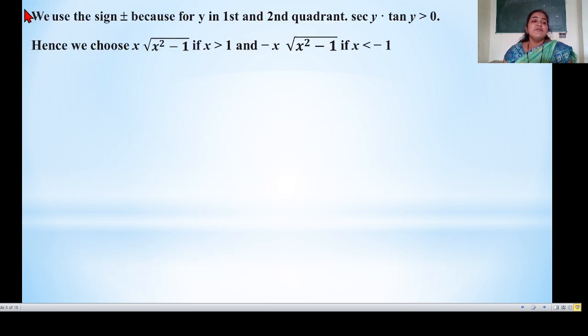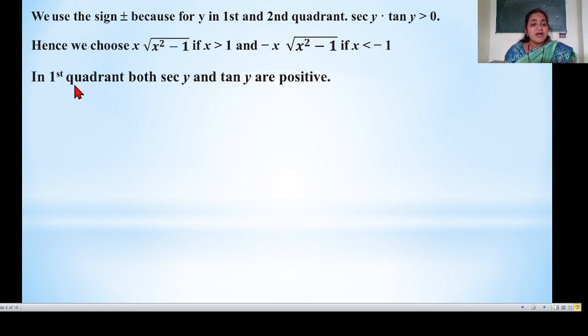Now next, we use the sign plus minus because y is in the first and second quadrant. Therefore, sec y multiplied by tan y is greater than 0. Hence, we choose x multiplied by square root of x square minus 1 if x is greater than 1, and minus x multiplied by square root of x square minus 1 if x is less than minus 1. Means we can choose only one sign. If plus sign, that time x is greater than 1, and if minus sign, that time x is less than minus 1.